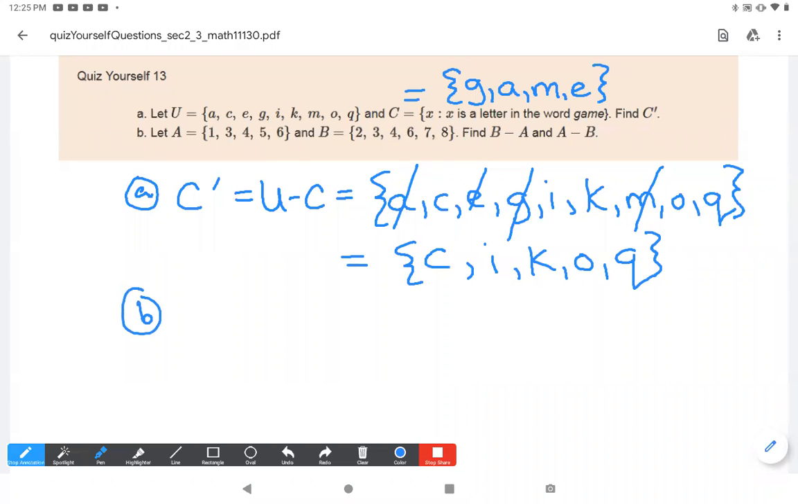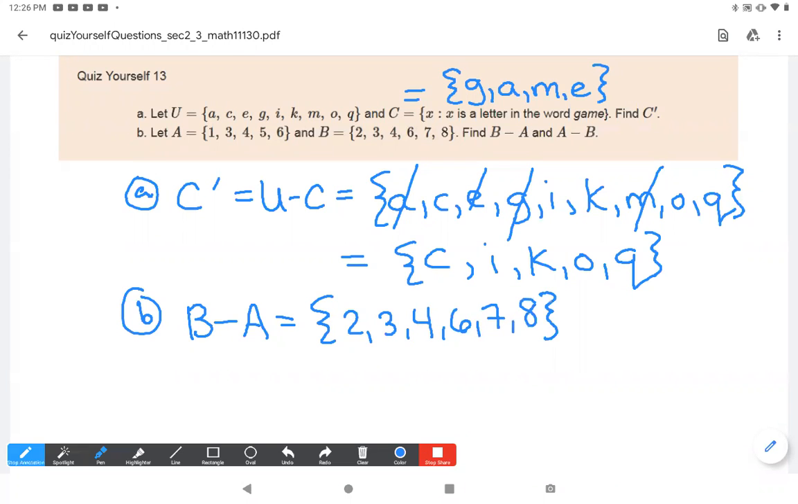And part B reads, let A be the set 1, 3, 4, 5, 6, and let B be the set 2, 3, 4, 6, 7, 8. Find B without A and A without B. B without A: we go into the set B, so you write down the first set and then remove any elements from A. The 3 is in the A, the 4 is in the A, and the 6 is in the A. So B without A is 2, 7, 8.